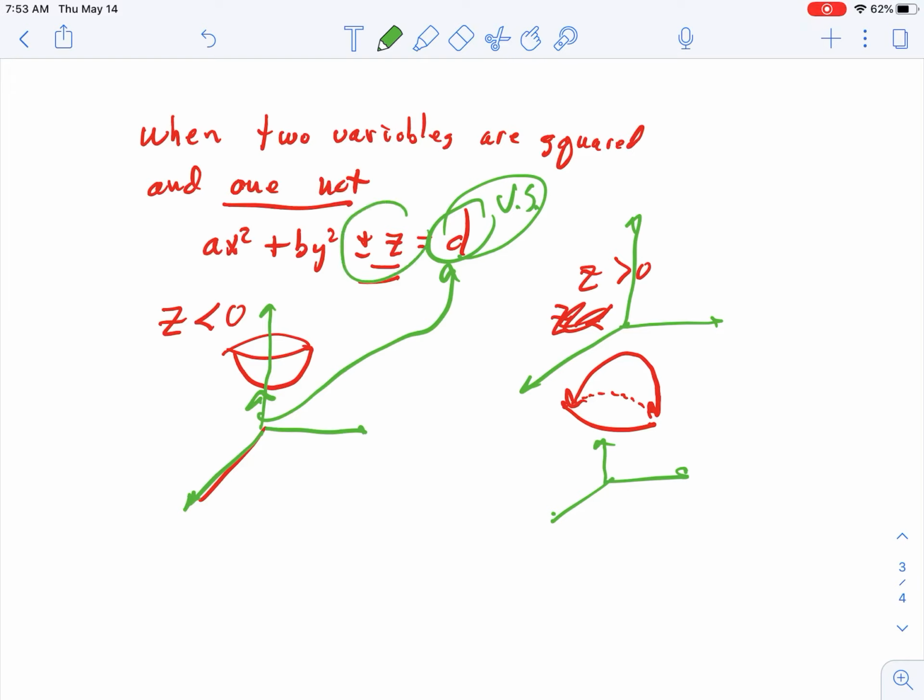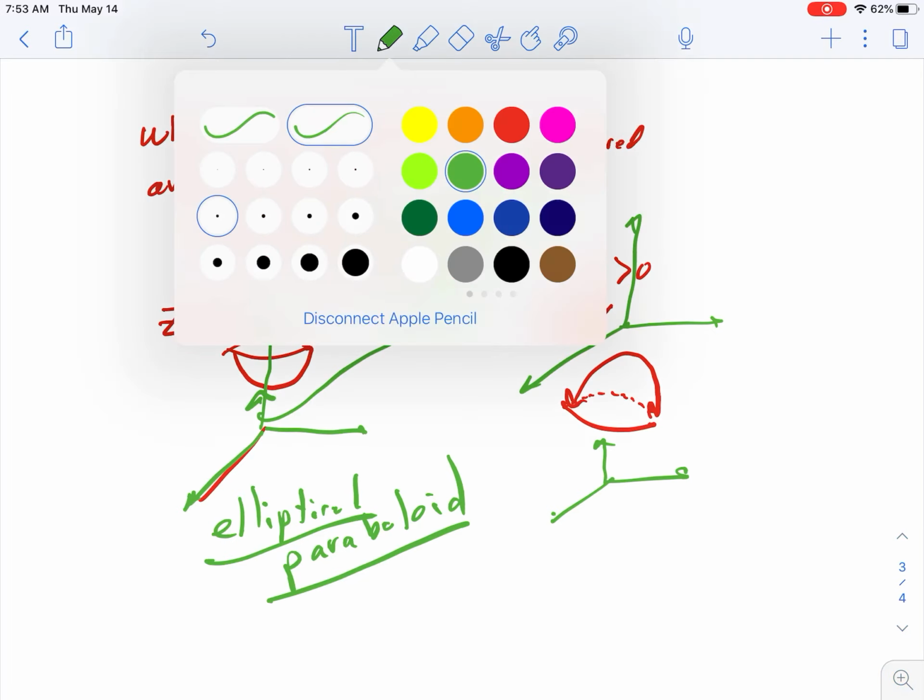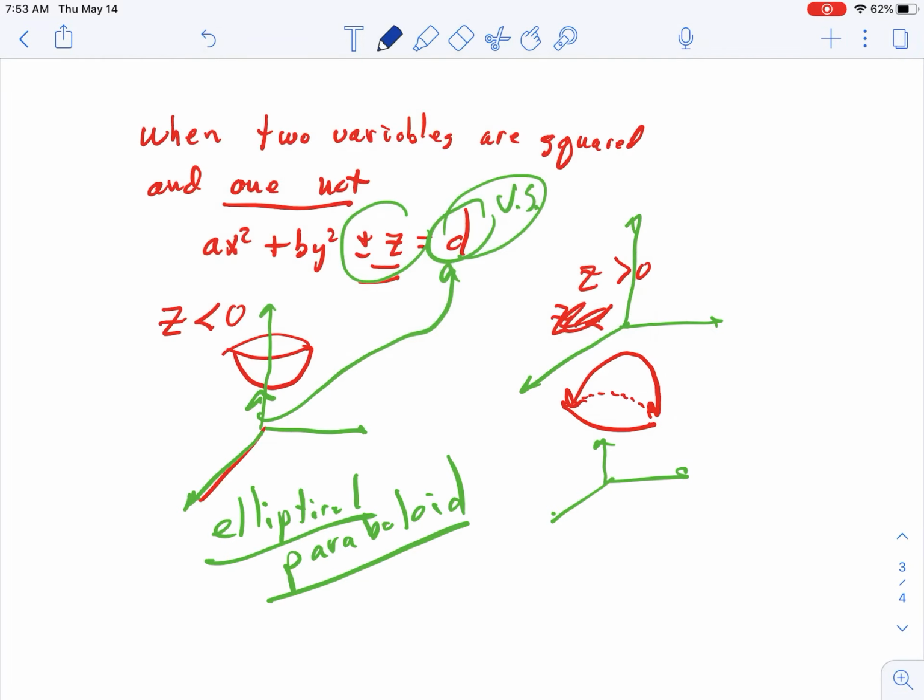So basically, that's when you go down to only two are squared and one is not. Now, just to give you the name here, this is referred to as an elliptical parabola, or paraboloid, however you want to say that. Okay, but again, don't worry about the names. Okay, just be able to kind of sketch it out and realize, here you're talking about maxes and mins.